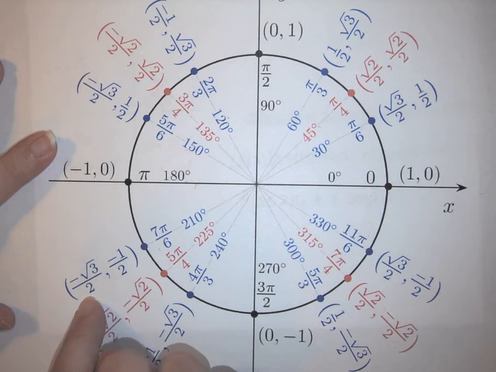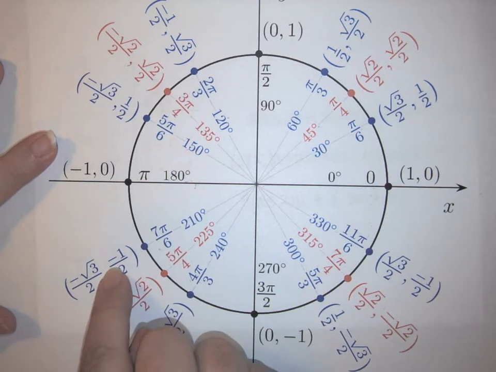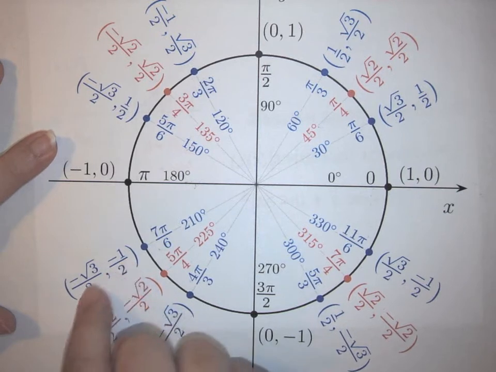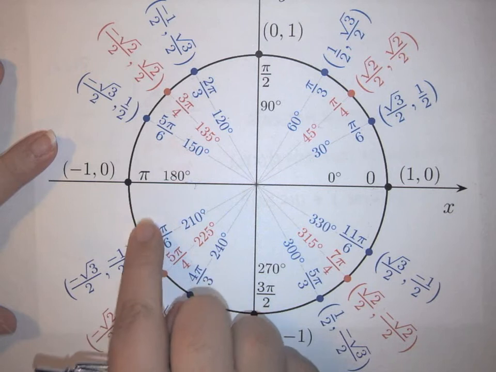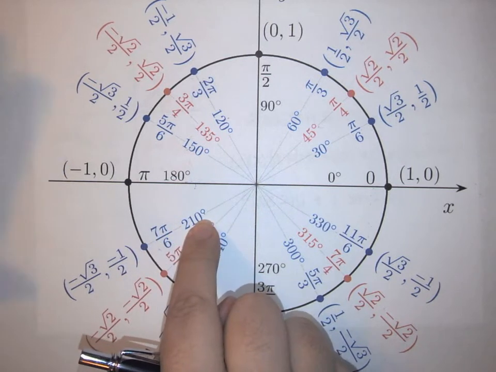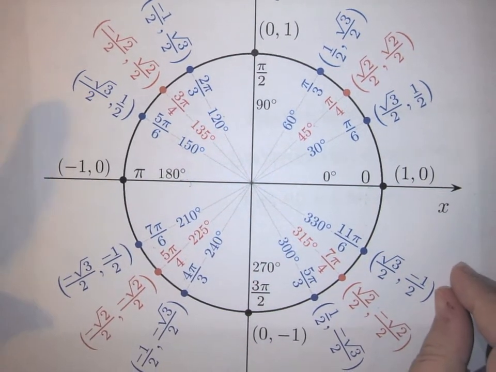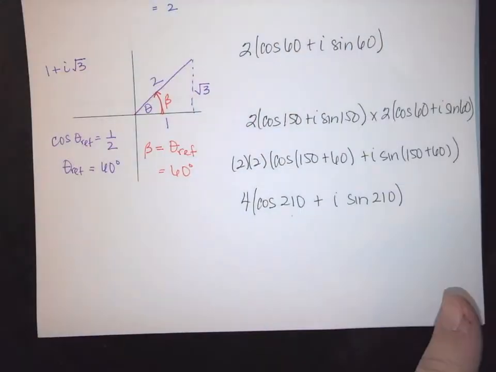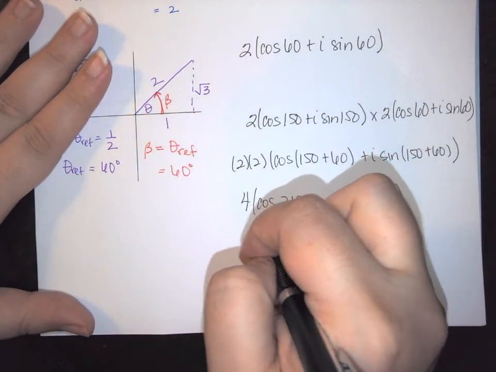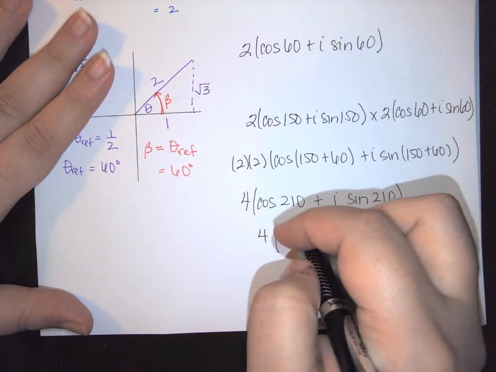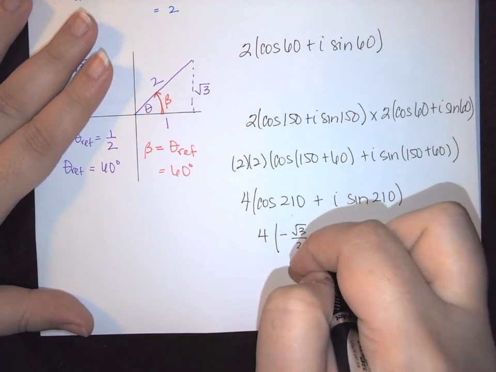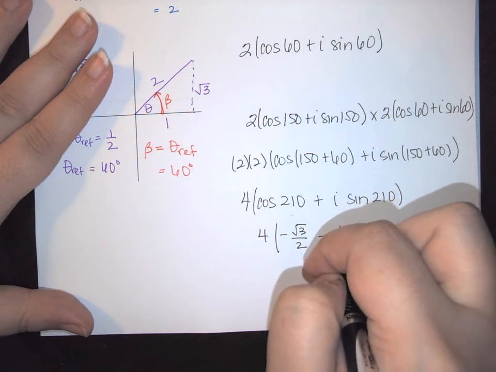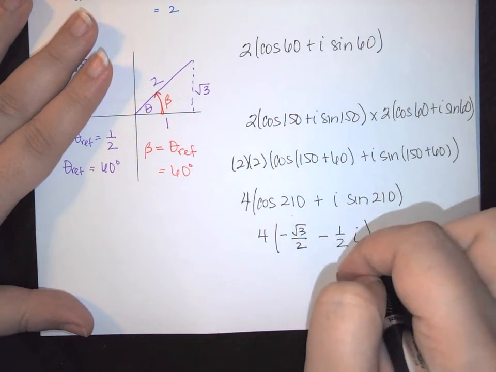And so we have the x and the y. Okay? And so this tells us sine and cosine. So again, here's going to be my triangle of the 210. And so with that, I can pull my terms here. So we are going to end up with 4 times negative square root 3 over 2 minus 1/2 I.